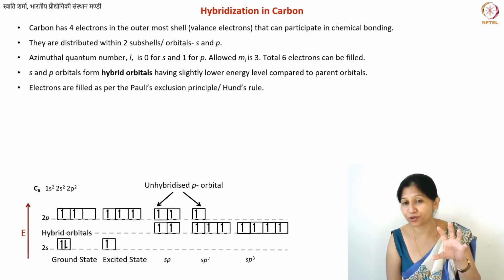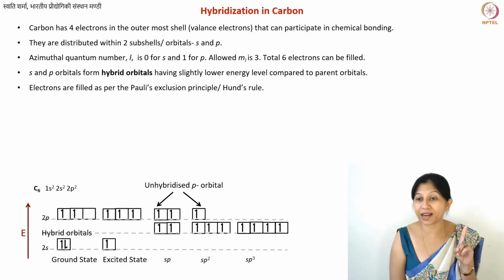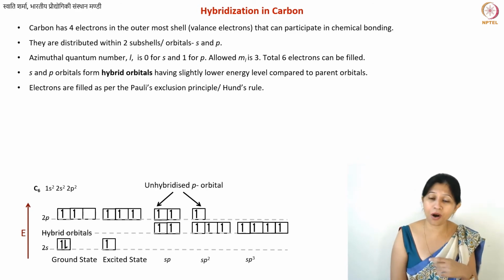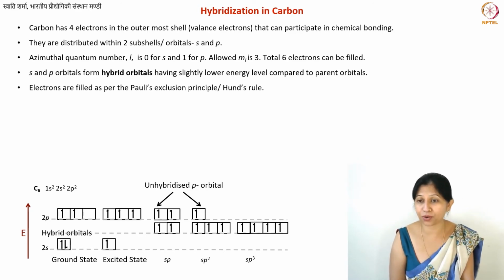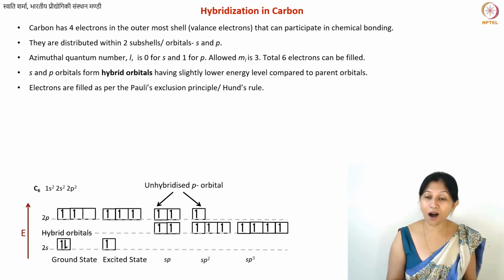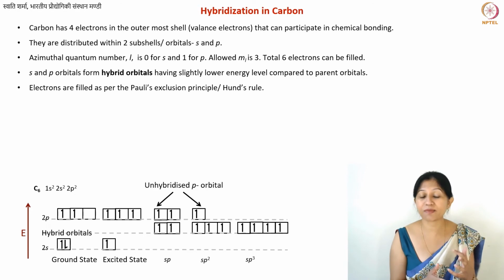So from here, you should already see that there is one unhybridized p orbital. And this unhybridized orbital is what is responsible for all the interesting properties of graphite-like carbon materials, even including graphene, which is the single layer of graphite. All the interesting properties are because of this unhybridized p orbital. In the case of sp hybridization, you will see that there are 2 unhybridized p orbitals, so we should have even many more interesting properties.